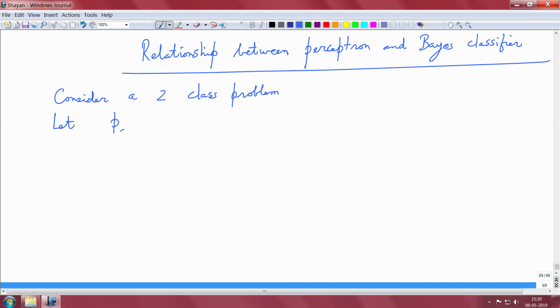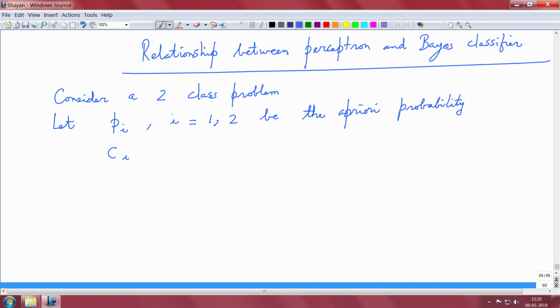Let P of i, i equals 1, 2, be the a priori probability, that is, you have some information as to what is the probability that a certain data point belongs to class 1 or class 2, you have the a priori probability.